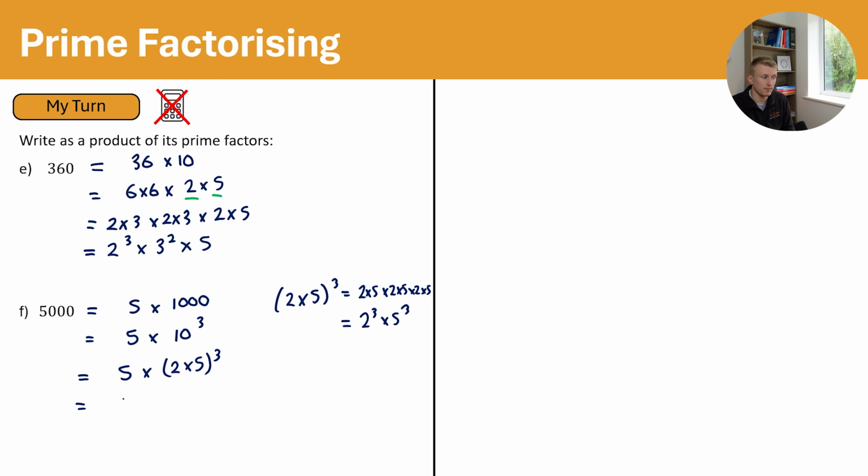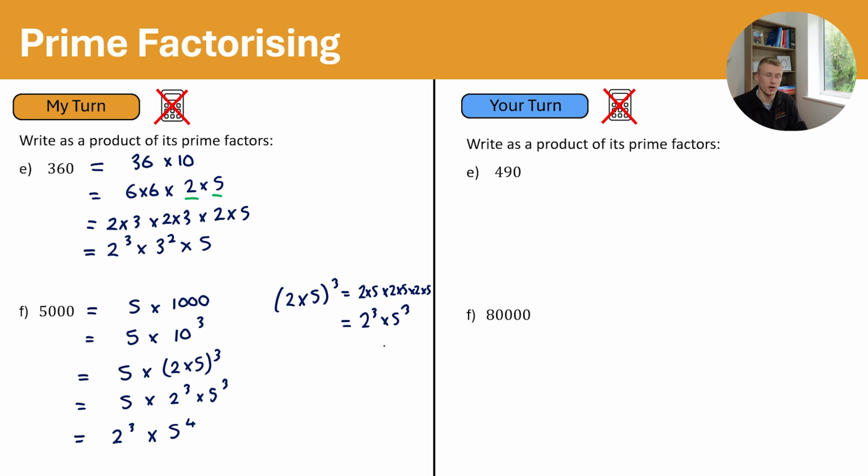I can then use that back in my original example. So I've got 5 multiplied by 2 cubed multiplied by 5 cubed. I want to write it in ascending order, so let's start with the 2 cubed term. And then I have 5 multiplied by 5 cubed, which is 5 to the power of 4. And that's my answer. Pause the video and give these two questions a go.